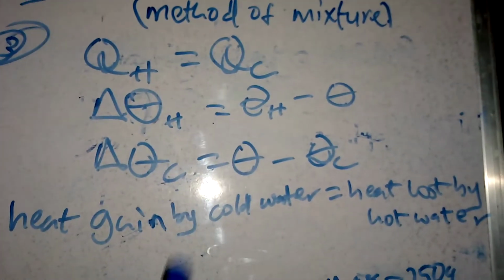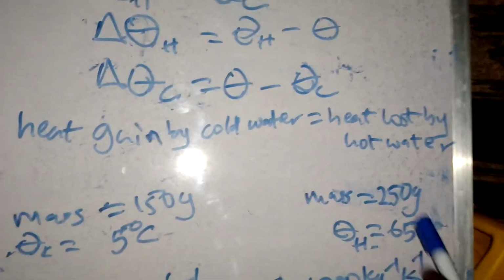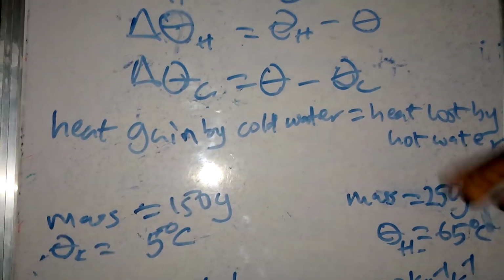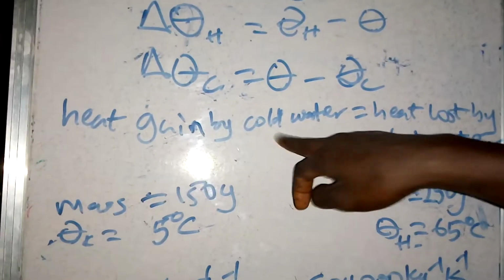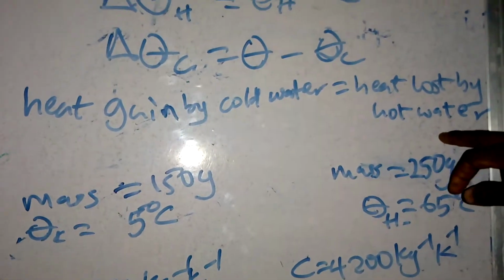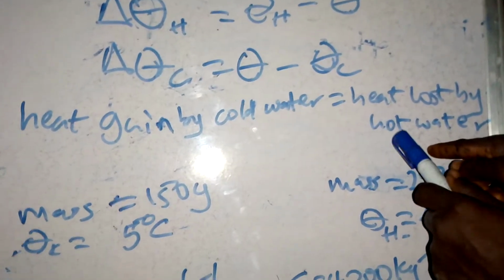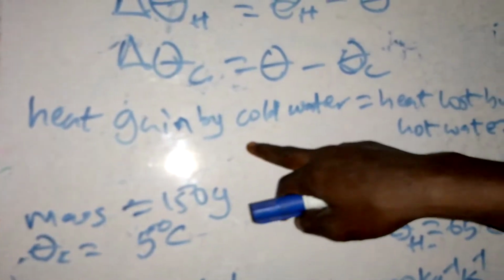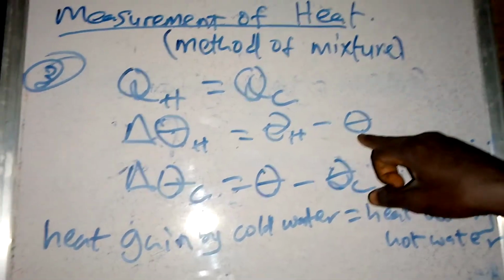Now, the formula to calculate the method of mixture: heat gained by cold water equals heat lost by hot water. As I said earlier, the cold water gains heat and the hot water loses it to the cold water. When mixed, the temperature of the hot water decreases, while the temperature of the cold water increases. So for the hot water, the change in temperature is the hot temperature minus the final temperature.